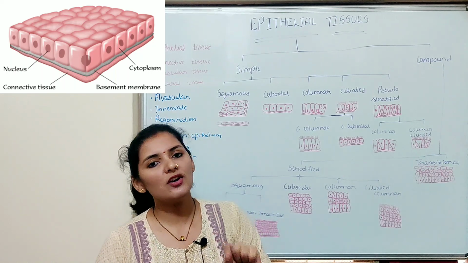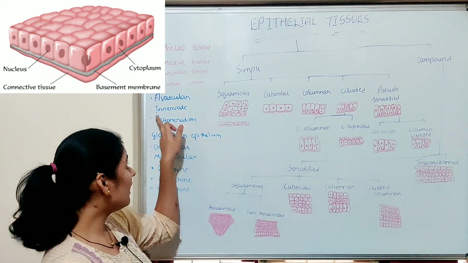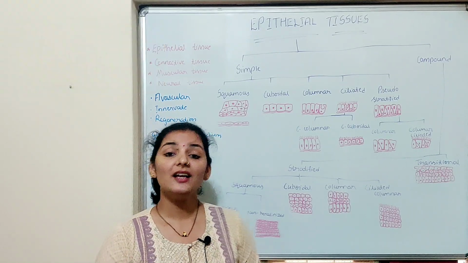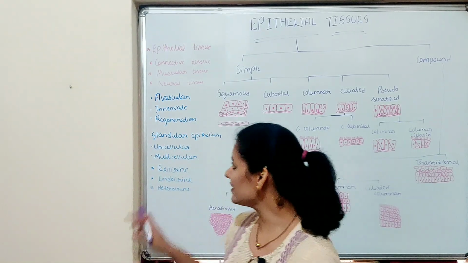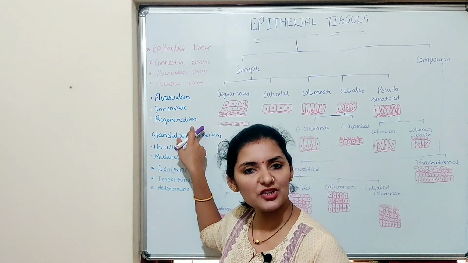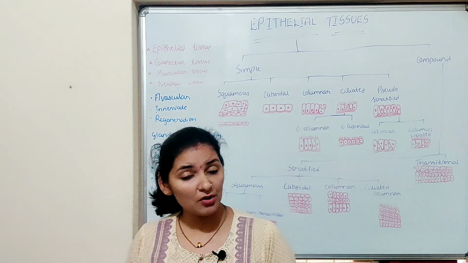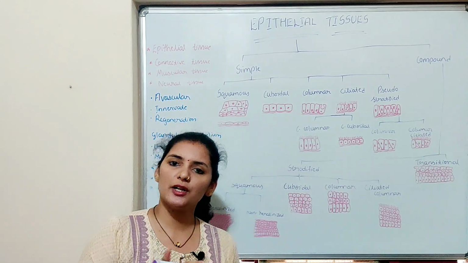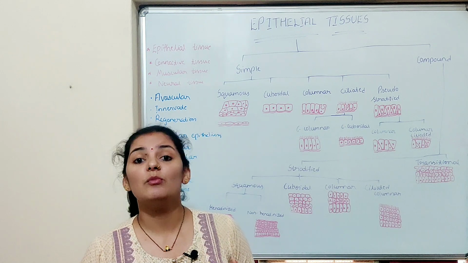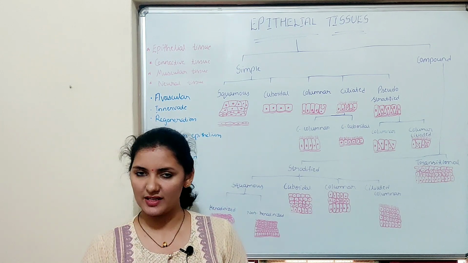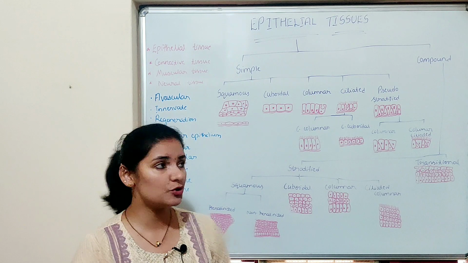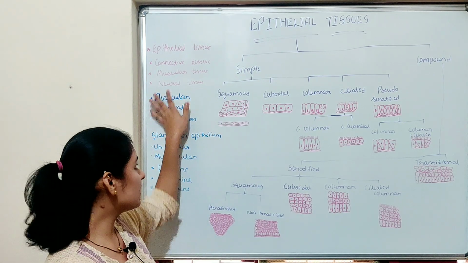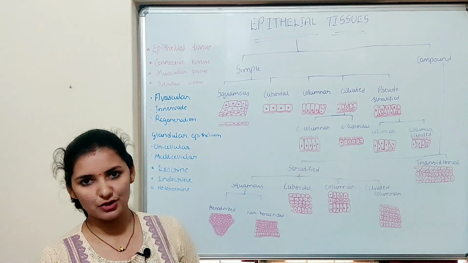Avascular means they are not supplied with blood vessels, but they are innervated. Innervated means they are well supplied with nerves. The main feature of the epithelial tissue is that it has great power of regeneration or repair. As I already told, most of the epithelial tissue forms a boundary between different body parts or organs. They are more likely to get injured or face friction, so it is very important to have quick regeneration power for the epithelial tissue. So these are the main features of epithelial tissue.